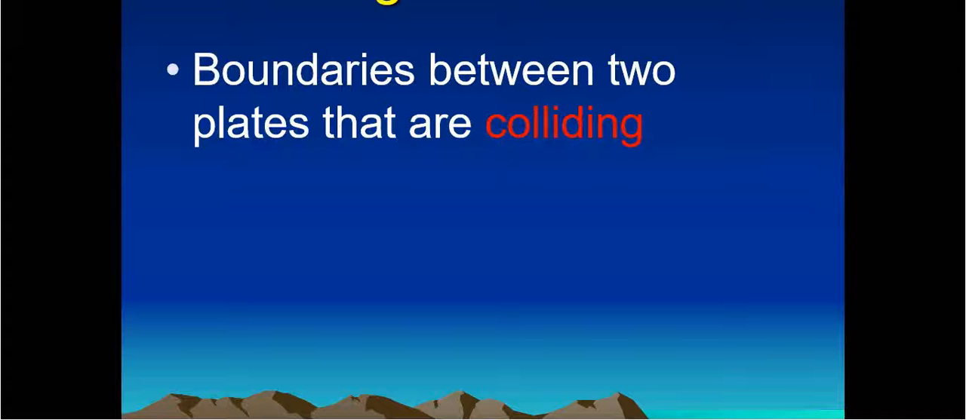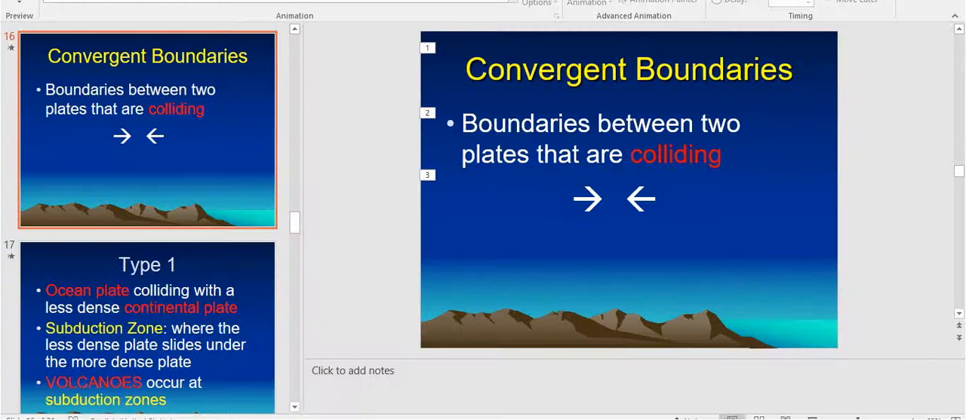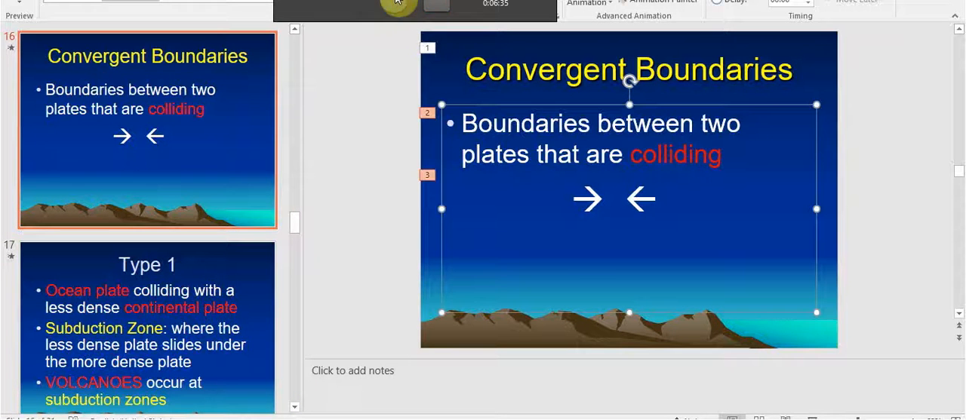This type of boundary is one in which two plates don't move away from each other, but in fact move toward each other and cause a collision. Such types of plate boundaries are known as convergent plate boundaries.